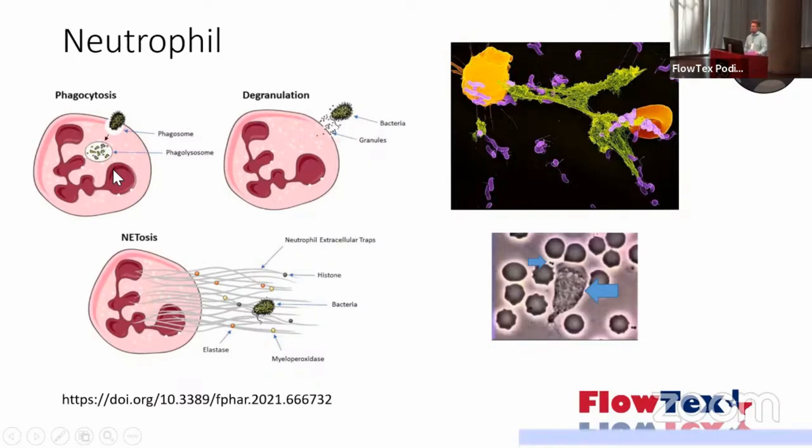So if you eat a bunch of bacteria, you want to destroy that. You don't want those things growing. Additionally, they can degranulate. They can secrete different things that will directly pop foreign cells or foreign bodies that we don't want. And finally, they can explode. How cool is that, right?